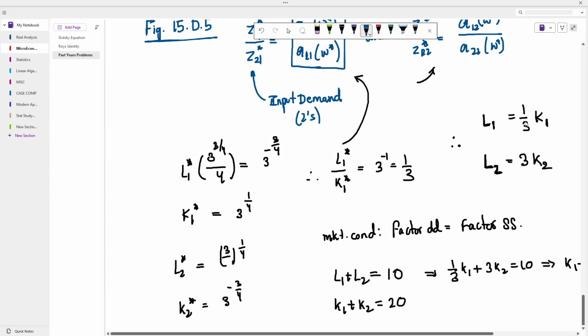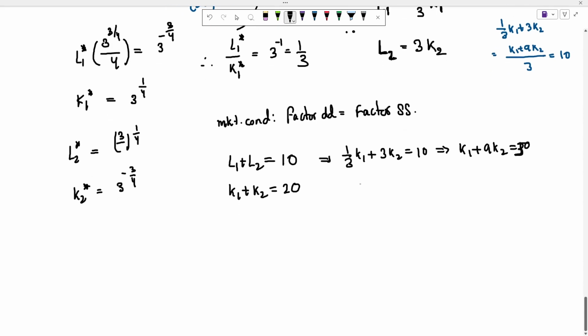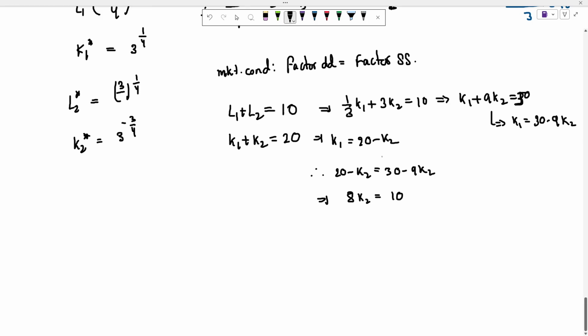Right, so here was the problem that we were facing. This was 10, but we forgot to cross multiply, right? So this should be 30, and if that is 30, then from here we can say that K1 is essentially 20 minus K2. From here we can say that K1 is 30 minus 9 K2, right? So therefore 20 minus K2 should be equal to 30 minus 9 K2, which should be, if this comes here, 8 K2 being equal to 10, right?